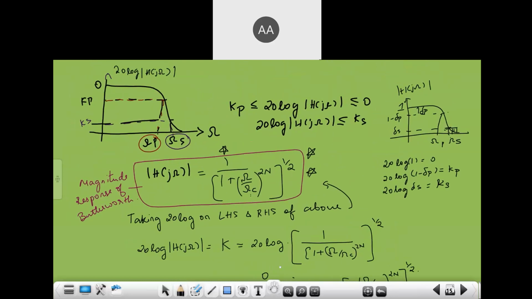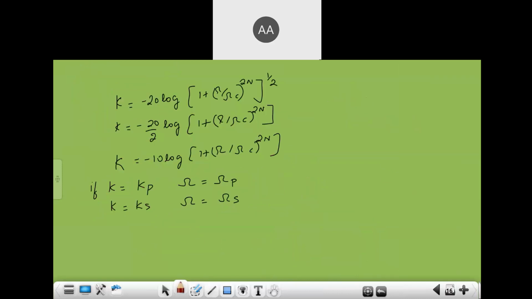this is your omega p, right? When k is equal to kp, with k being what we take in general on the x-axis, what is the omega value? It is omega p, right? When omega is equal to omega s, the value is ks. So that is what is mentioned here. So let us take this up. K is equal to kp, we will substitute in this equation star.